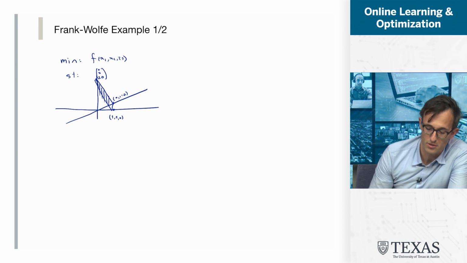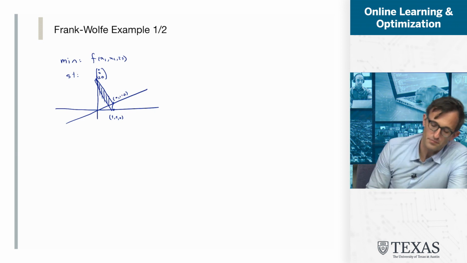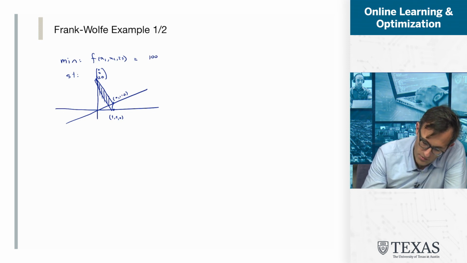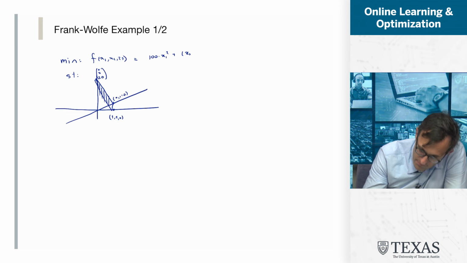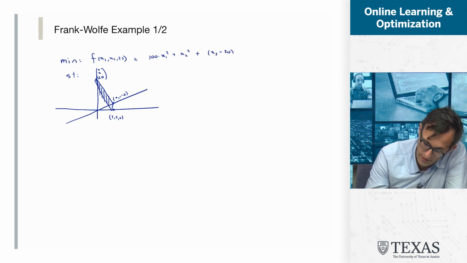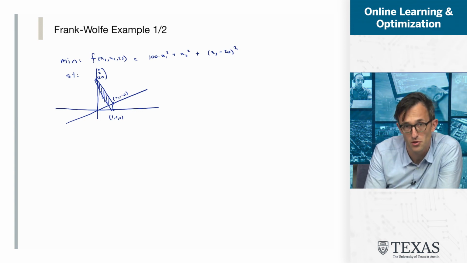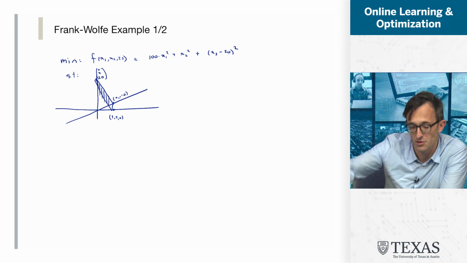So the simplex, the set that I'm optimizing over, is this elongated set. And it's this elongation that's going to be critical. Meanwhile, the function that I'm optimizing is equal to 100 times x1 squared plus x2 squared plus (x3 minus 20) squared. So what am I doing? I'm actually putting the optimal solution at this point of elongation.